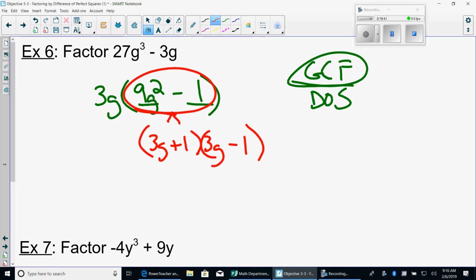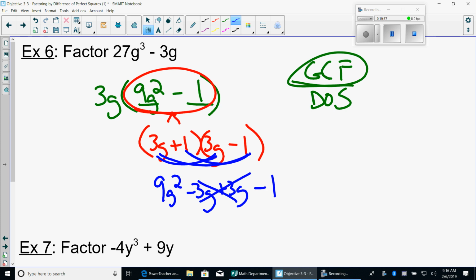So if I just check this and multiply this together, I get 9g squared minus 3g plus 3g minus 1. Does that give me the original question? No, then you have to distribute your 3g. So is this just the answer? Who else is part of the answer?